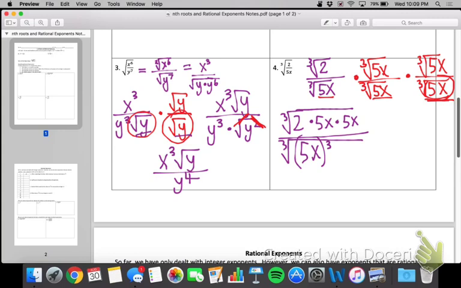Now we can see this cube root and this 3rd power are inverses of each other, so those will cancel out, and we're left with, in the numerator, 2 times 5 is 50, and x times x is x squared. That's still under a cube root sign, and my denominator is just going to be 5x. Okay, so on to the next part.